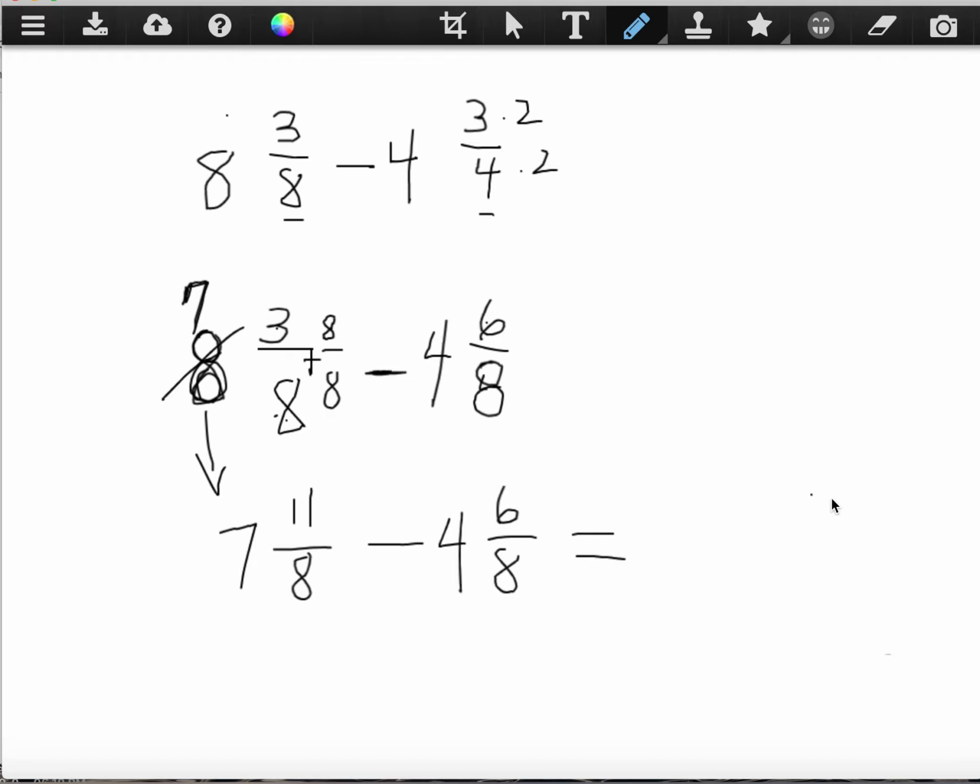6 from 11 is 5. And 4 from 7 is 3. Check your fraction to see if it can be simplified. It cannot, so that's your final answer.